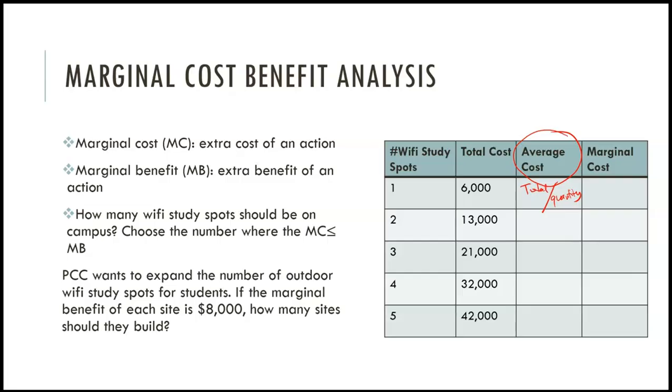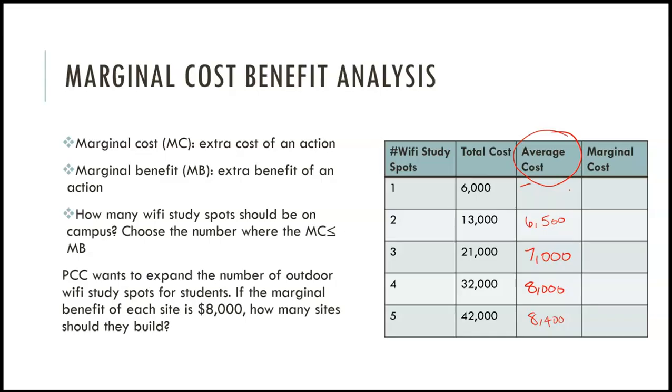So if it's a total cost of $6,000 and you have one study spot, the average cost is going to be $6,000. If you have two study spots with a total cost of $13,000, then your average cost is going to be $6,500. When you have 3 study spots and the total cost is $21,000, this gives us an average cost of $7,000. For 4, our average cost is $8,000. And for 5, our average cost is $8,400.